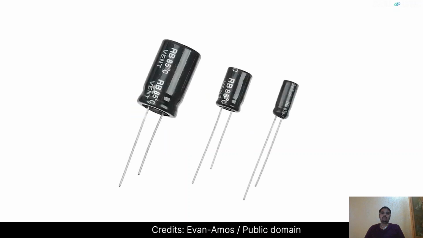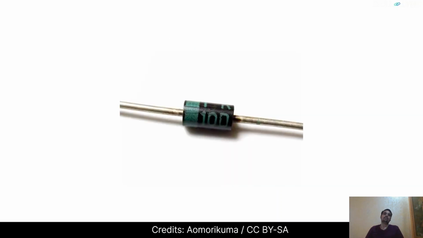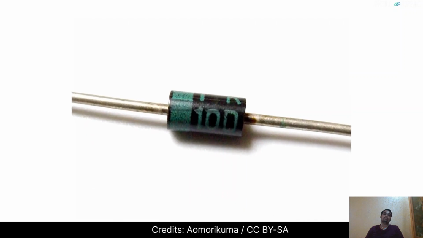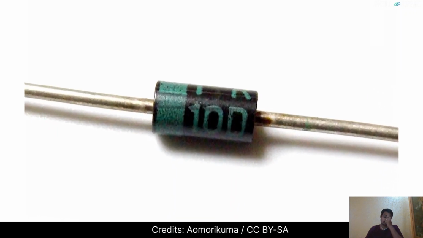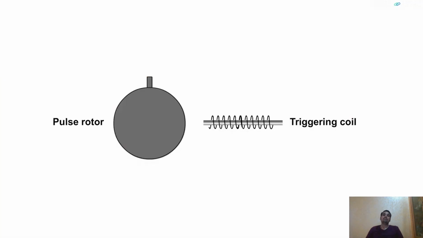The next one is a capacitor, which is a charge storage device. It is made up of two conductors separated by an insulating material. Then there's a diode. A diode is a semiconductor device which allows the current to flow only in one direction. Then we have a triggering unit consisting of a pulse rotor and a triggering coil. When the magnet in the rotor comes near, the coil gets excited. This in turn sends a triggering signal to the silicon-controlled rectifier.